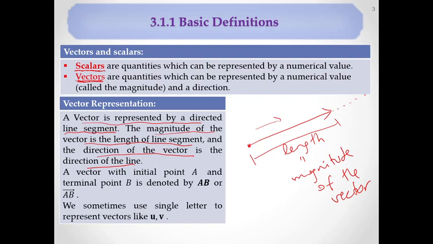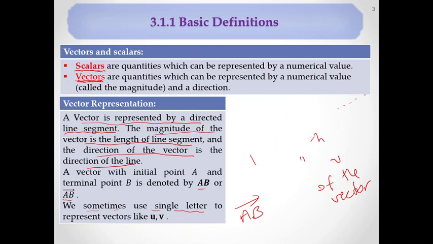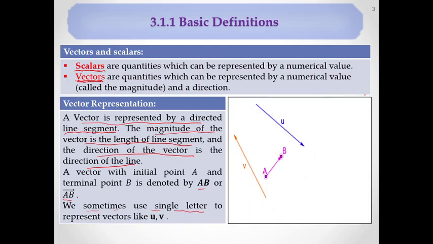A vector with initial point A and terminal point B is denoted by AB, or AB with an arrow above it. Sometimes we don't say AB, we just say this is vector U or vector V, in bold. So these are the vectors here: vector U, vector V, vector AB. These are different vectors.